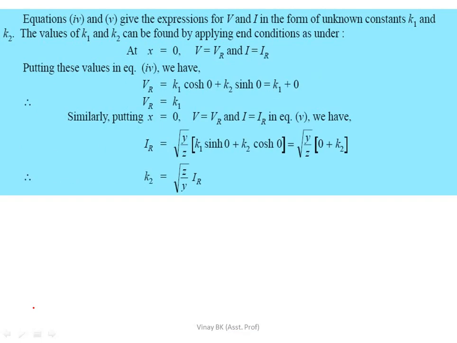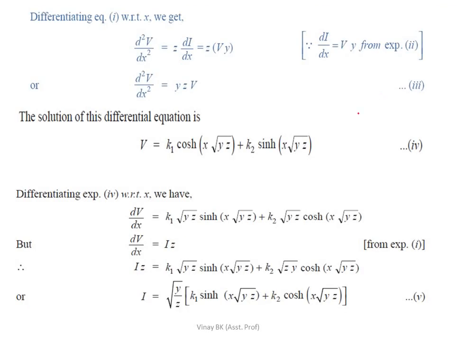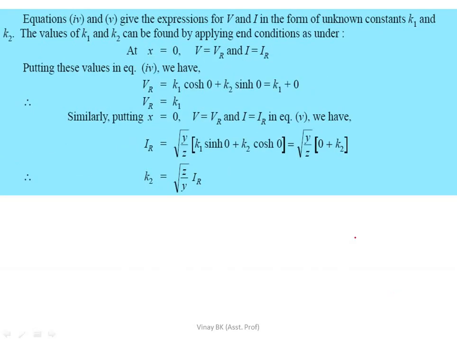The next is equations 4 and 5, which give the expressions for V and I in the form of unknown constants. Look at equations 4 and 5. Both have unknown constants, say k1 and k2. The values of k1 and k2 can be found by applying the end conditions as under. With the help of the conditions, we can get the values of k1 and k2.